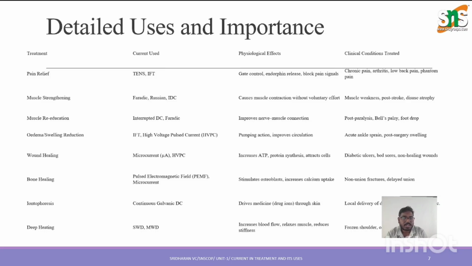In the iontophoresis method of treating, continuous galvanic direct current is the main choice. And for deep heating, we're going to choose shortwave diathermy and also microwave diathermy. The other two columns show the physiological effects of the certain modalities, and the next table shows the clinical conditions that are majorly treated using these kinds of modalities.